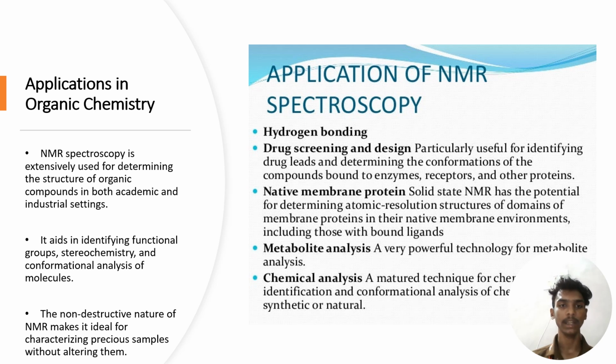Applications in organic chemistry. NMR spectroscopy is extensively used for determination of the structure of organic compounds in both academic and industrial settings. It aids in defining functional groups, stoichiometry, and conformational analysis of molecules. The non-destructive nature of NMR makes it ideal for characterizing precious samples without altering them. Applications of NMR spectroscopy: hydrogen bonding, drug screening and design, native protein structure, metabolic analysis, chemical analysis, and so on.